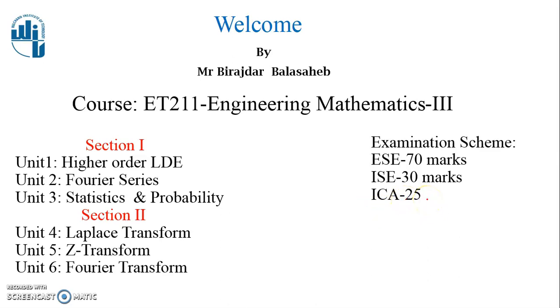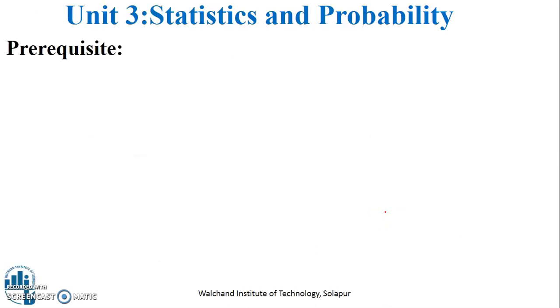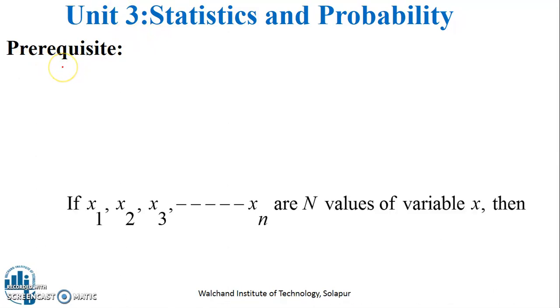These marks are assigned to the students on the basis of their performance throughout the semester in the form of writing assignments, attendance, theory and tutorial, and performance of the students in model activity. So in this session, I will start unit number 3, statistics and probability, from section 1. Before going to the actual content of this unit, let us discuss the fundamentals called prerequisites.